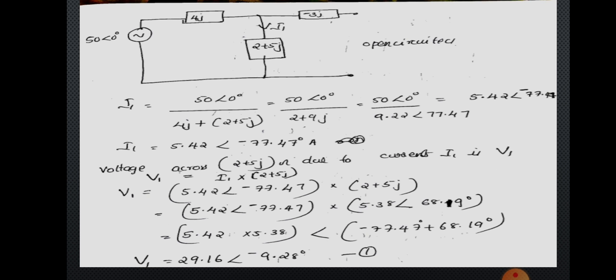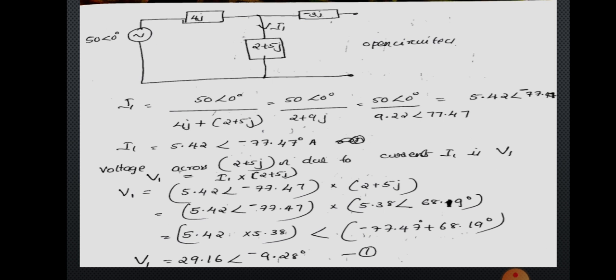Okay, so we want to find out the current through the 2 plus 5j ohm, and that is denoted by the letter I1. So I1 will be obtained by Ohm's law, that is I1 will be equal to 50 angle 0 divided by 4j plus 2 plus 5j, that is, current will be equal to voltage divided by total impedance. So here the total impedance is 4j plus 2 plus 5j, that is equal to 2 plus 9j.